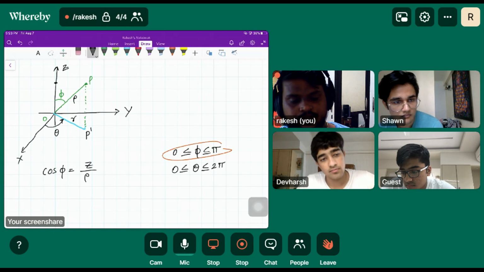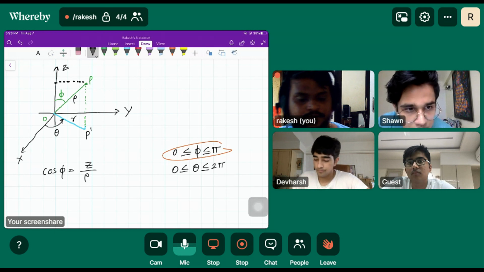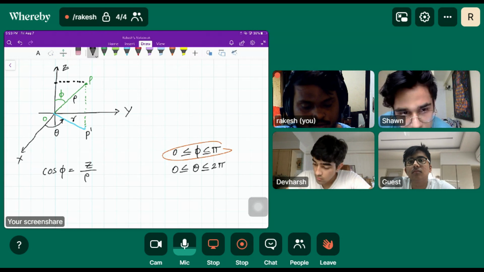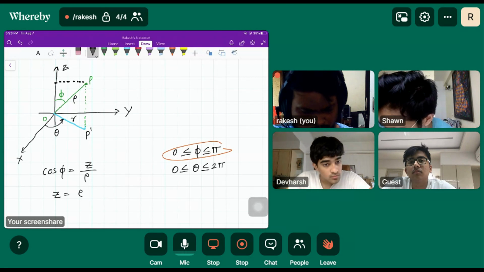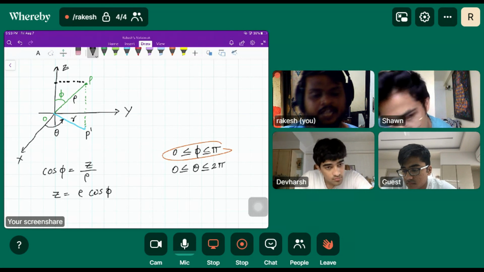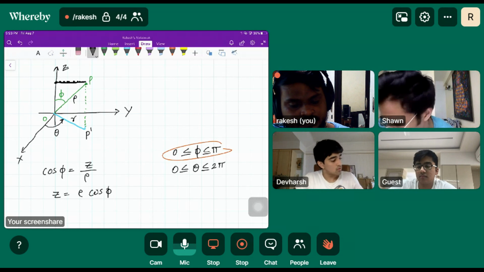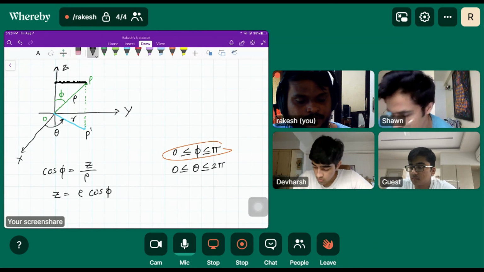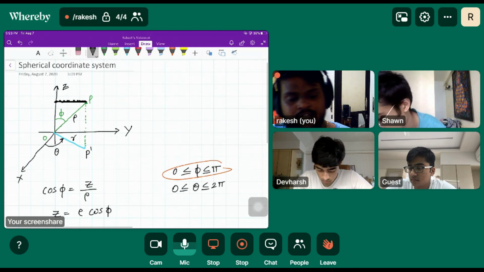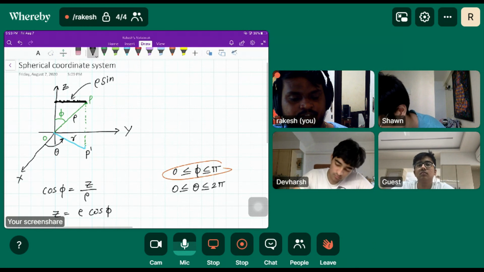Yeah, correct. I didn't draw that. So cos phi is equal to Z upon rho. So the Z coordinate is rho cos phi. And what about this horizontal line here? That horizontal line will be rho sin phi, isn't it?